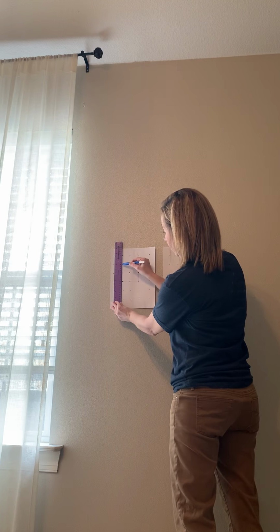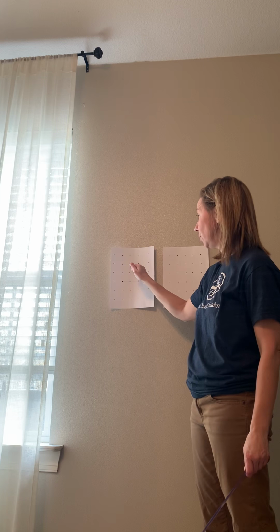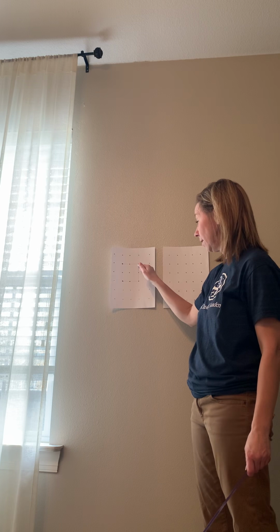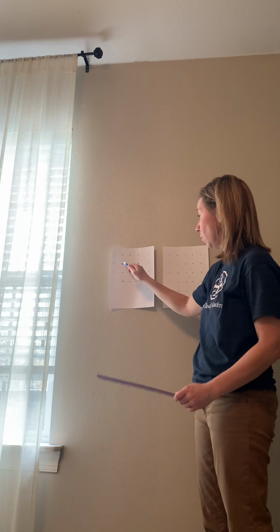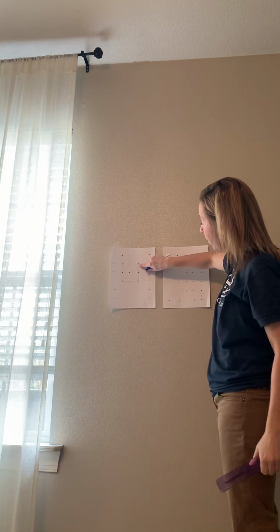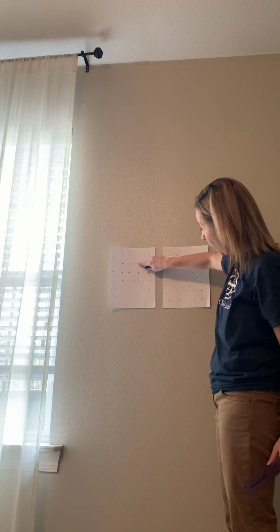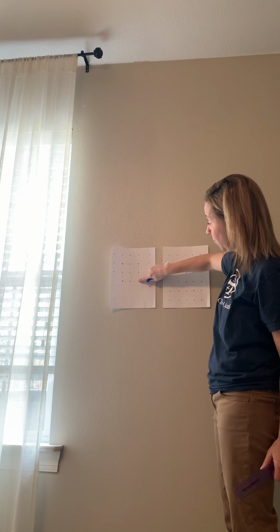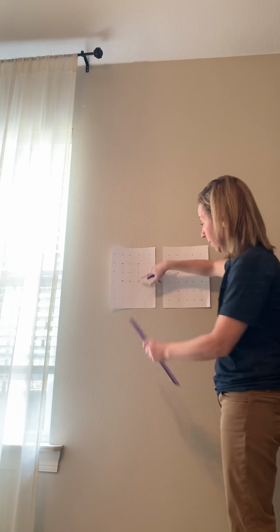Now let's count the ones going across. 1, 2, 3. 3 dots across. So I can get my ruler out and line it up. You guys have been making your line segments. So here we go. I go 1, 2, 3. Now let's count down. How many do I have down? 1, 2, 3.